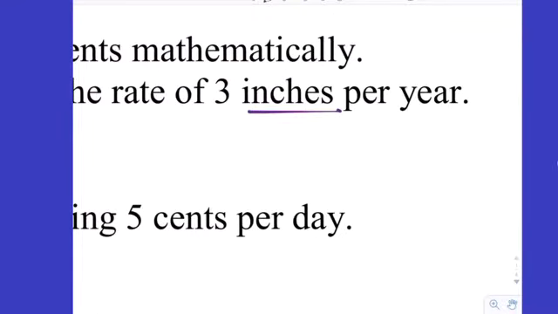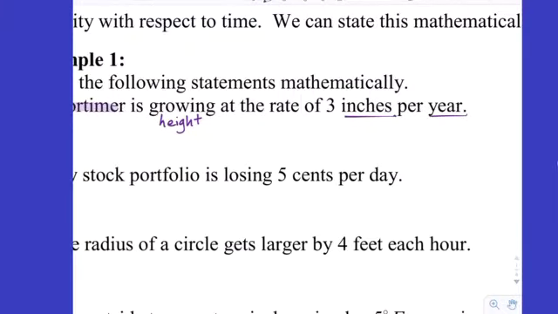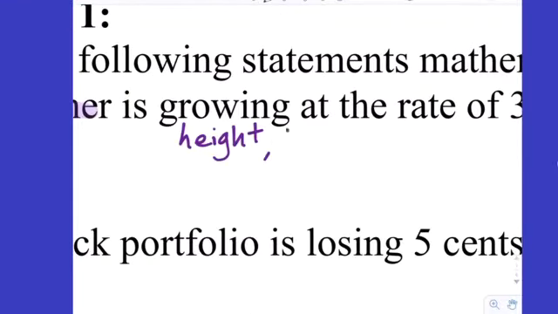Okay, inches per what? Per year. So if you have a quantity per time, that's a rate of change with respect to time. So what is that immediately affecting? If we agree that it's his height, we could say the height, right? And we can use h for height.